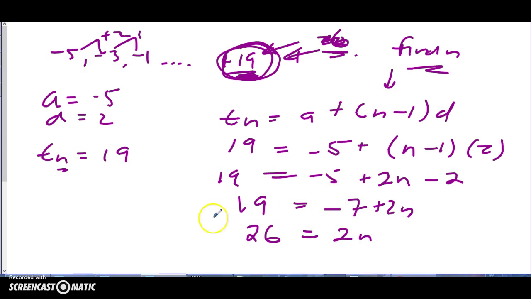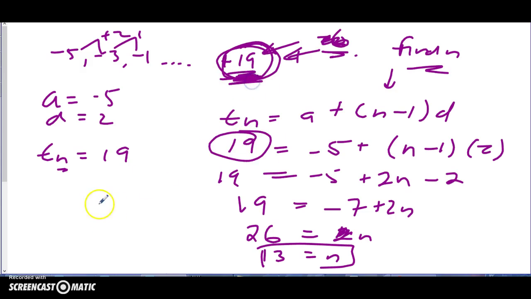So I'm going to add 7 on both sides here, get rid of this, add 7. I still have 2n, that's not n. Divide by 2, 13 is equal to n. That means that the 13th term is equal to 19. It's the last term. Therefore, there are 13 terms in the whole thing.